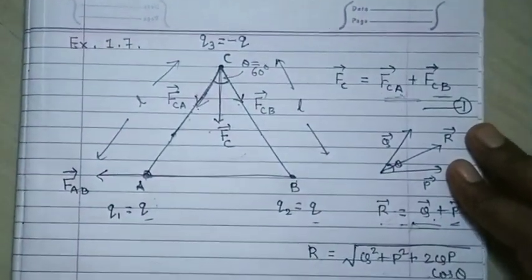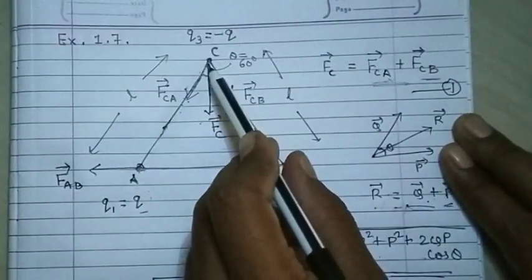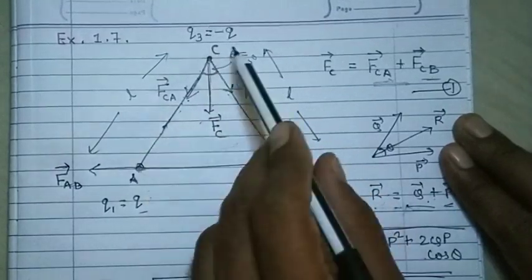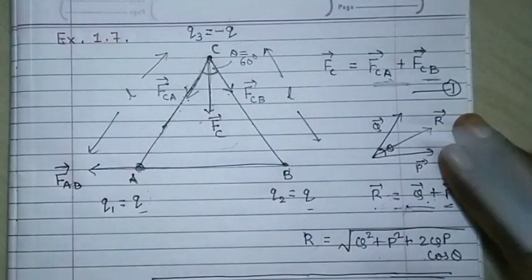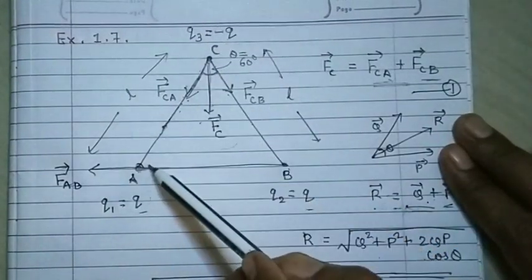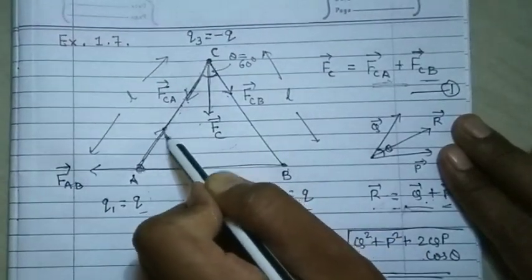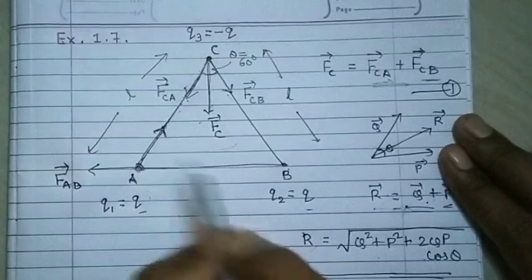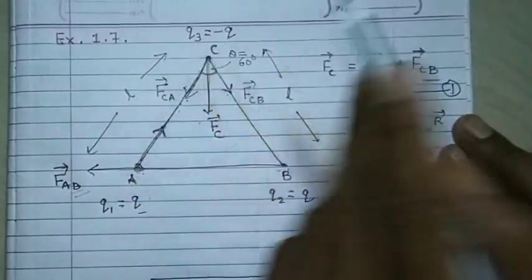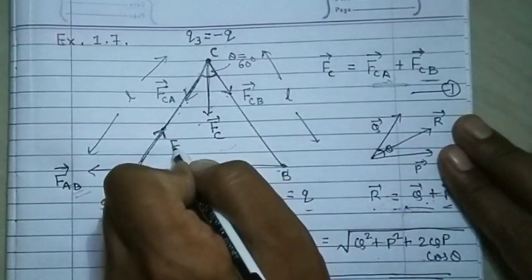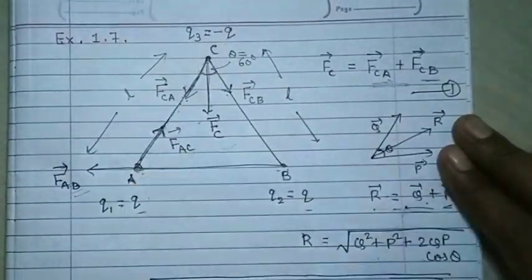Similarly, the force on A by C, but again we know that these two are opposite charges. Here it is negative and here it is positive. So this charge will attract this charge, and attract means the force will be along this direction. So force on A due to B is this FAB, and force on A due to C will be FAC, force on A by C.